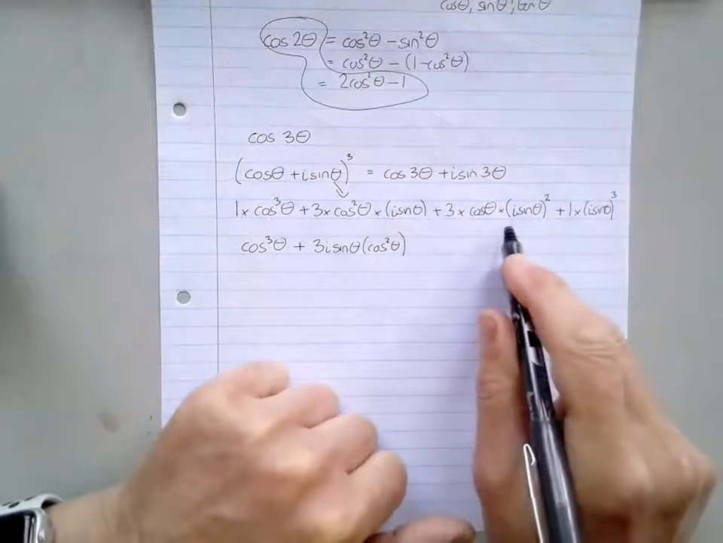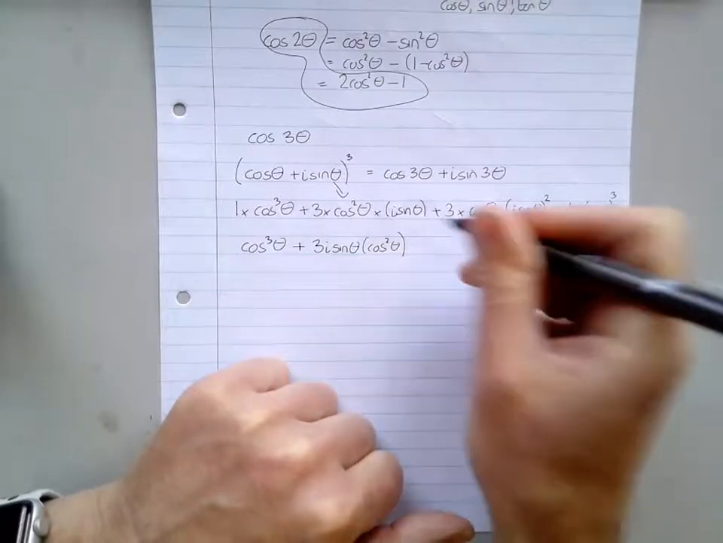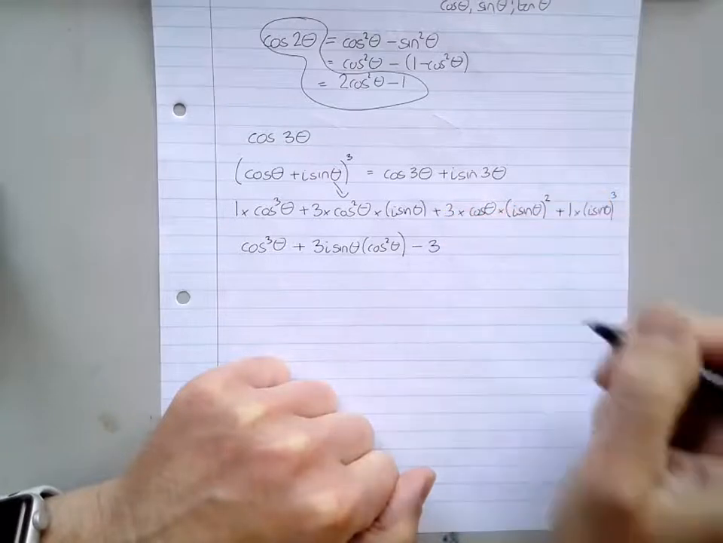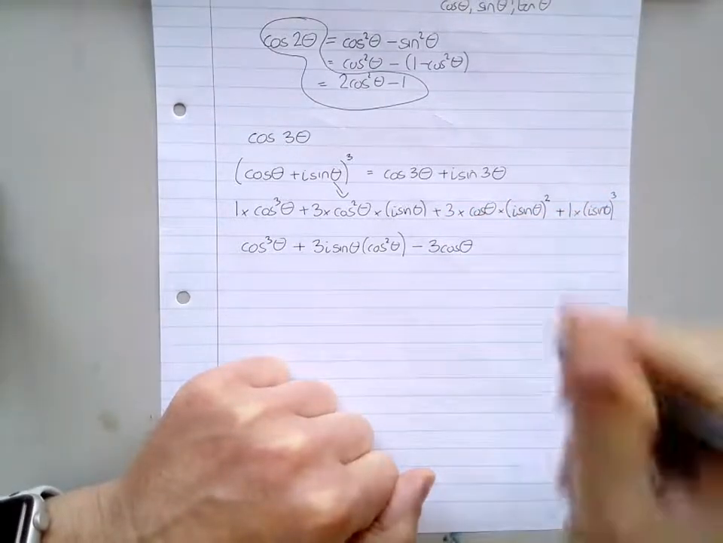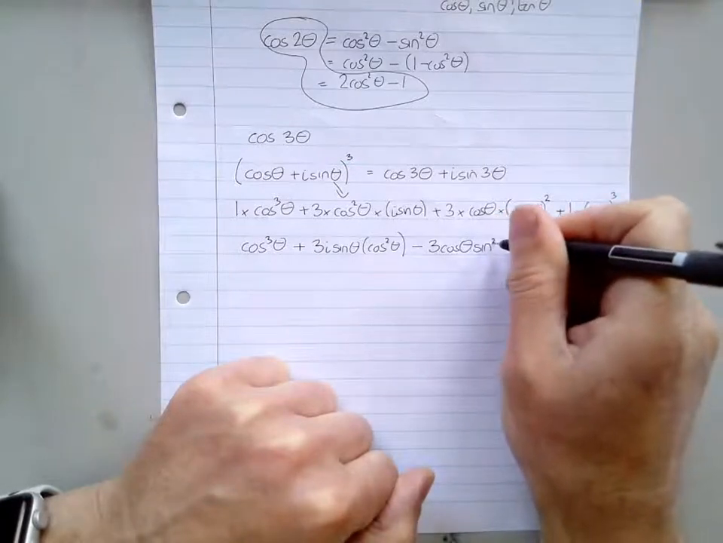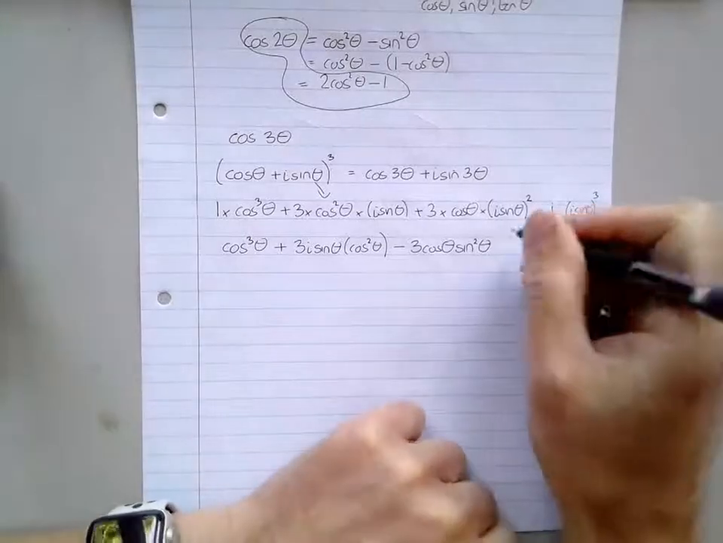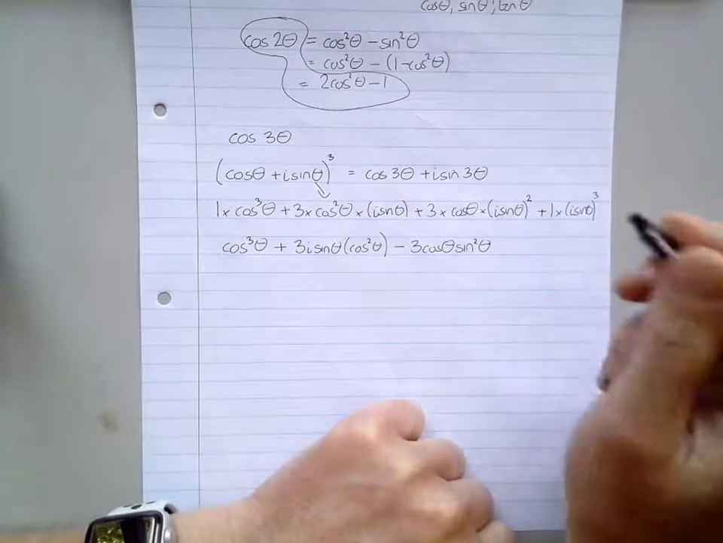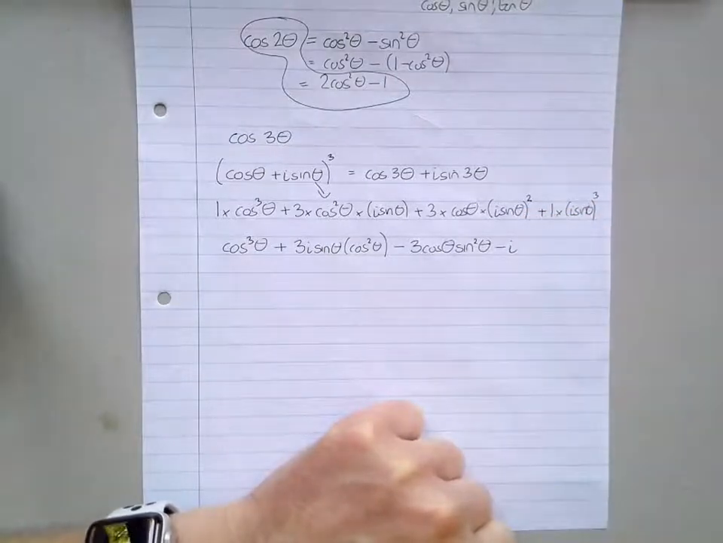Now this term here has got an i in it, but it's going to disappear because it's i squared, so it's going to become minus 1. So it's actually going to be minus, and then I'm going to get 3 cos theta sine squared theta. And then my last term is going to be i cubed, so it's going to be minus i. It's going to be minus i sine cubed theta.